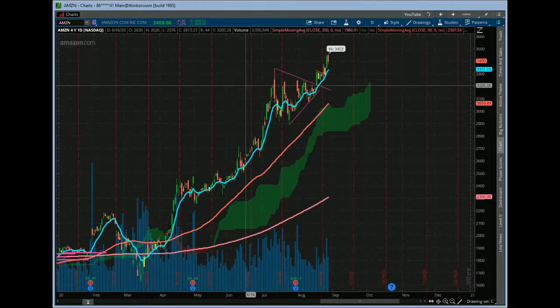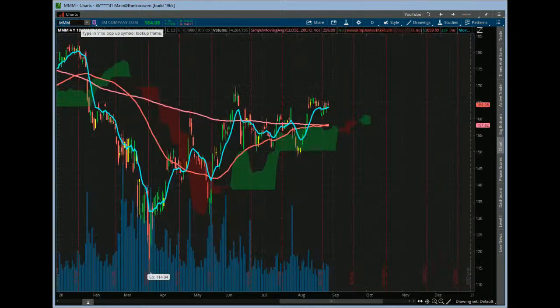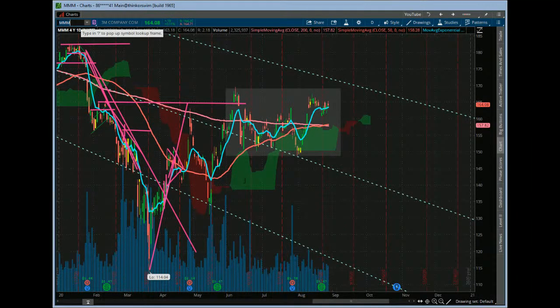So good stuff. Dylan sent in a few via Twitter, so let's take a look at a couple that are on Dylan's radar right here. We'll see what they're looking like. So pretty interesting stuff. Here's Triple M, right? 3M company. So looking pretty interesting right here.